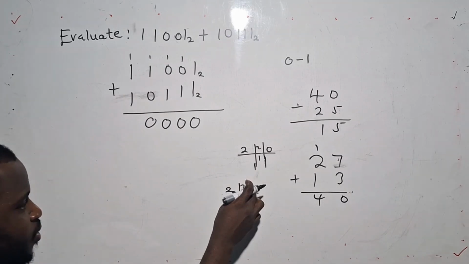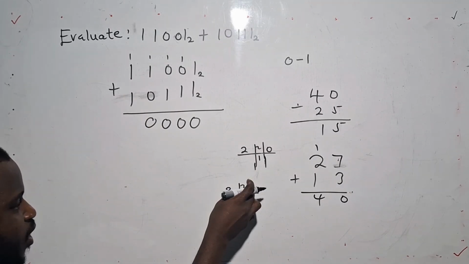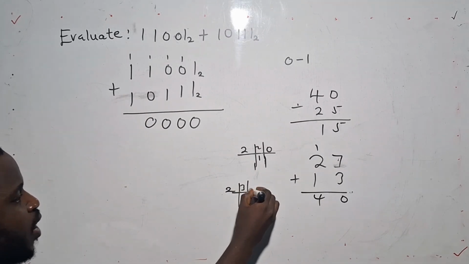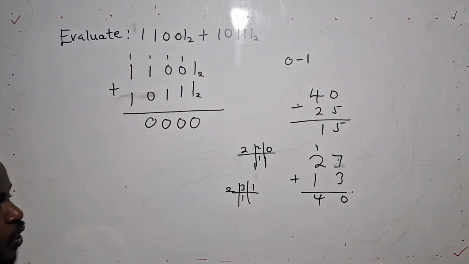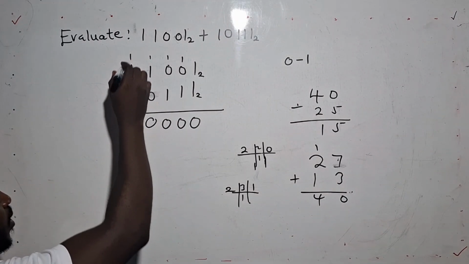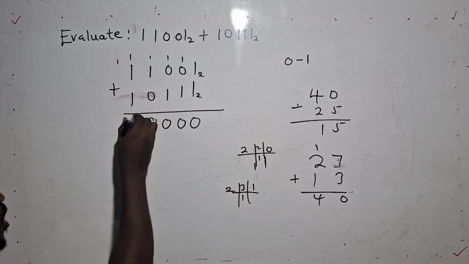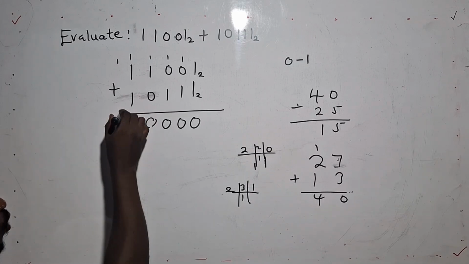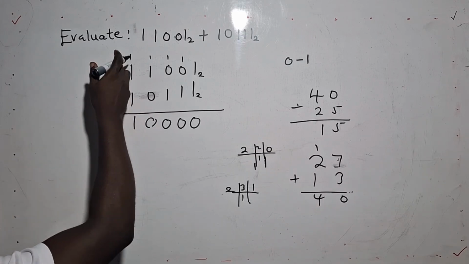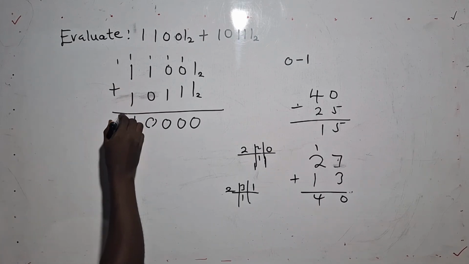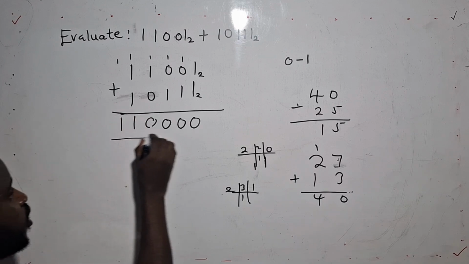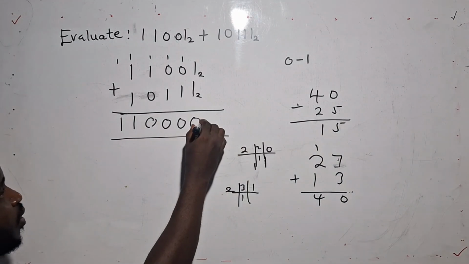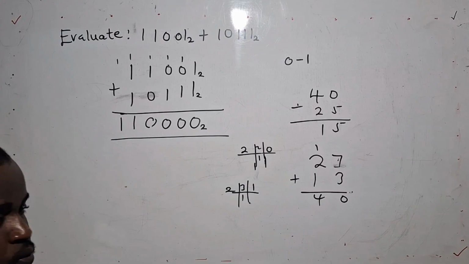So 2 divide 3 how many times? 1. Remainder what? 1. Yes, 2 divide 3, 1. You bring it forward, then remainder 1. Yes, we keep the remainder as answers. Since there's no number here, so the 1 is accepted, so we write the 1 back. So this will become our answer in base 2.